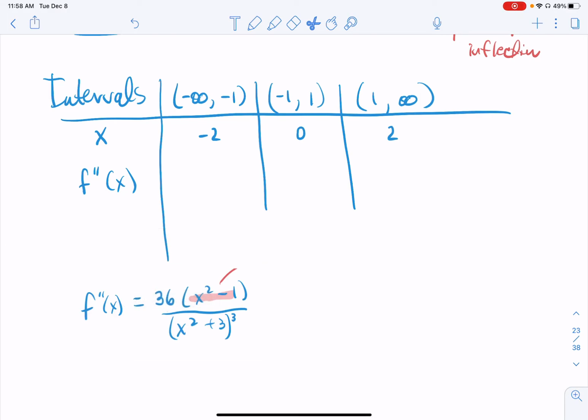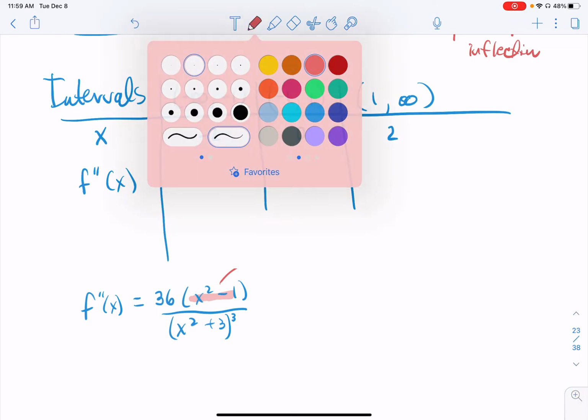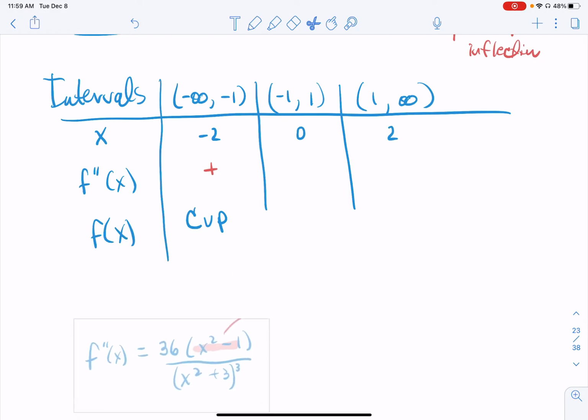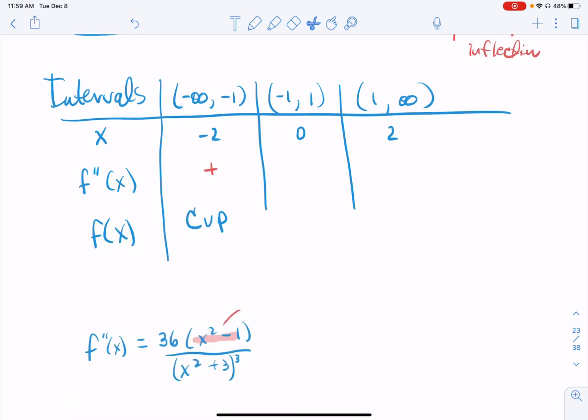Okay, so if I were to stick in a -2 up here, that would be squared, and that would be 4 minus 1, which is going to be a positive number. This is going to be positive plus 3. It's all positive. So my second derivative is positive on this part, which means that f of x must be concave up. Maybe I just call that cup. Okay, and now let's stick in 0.